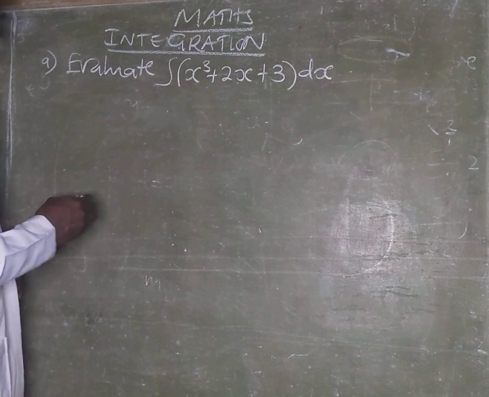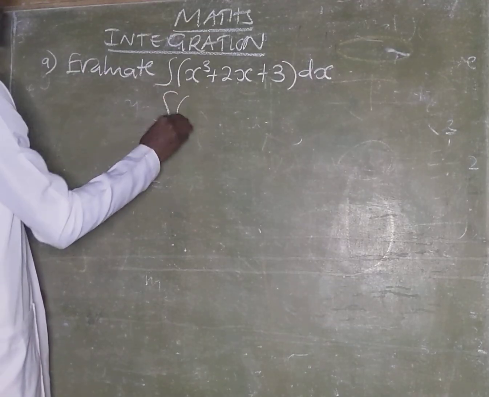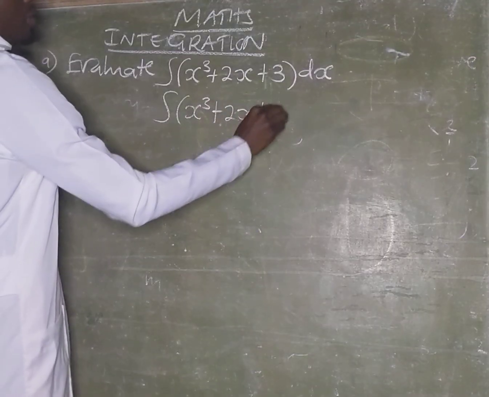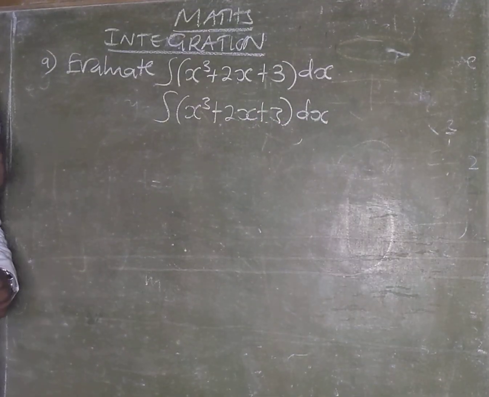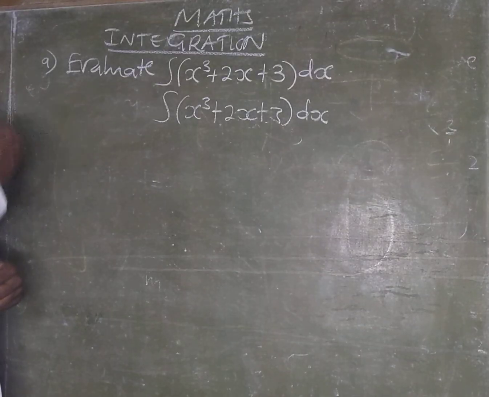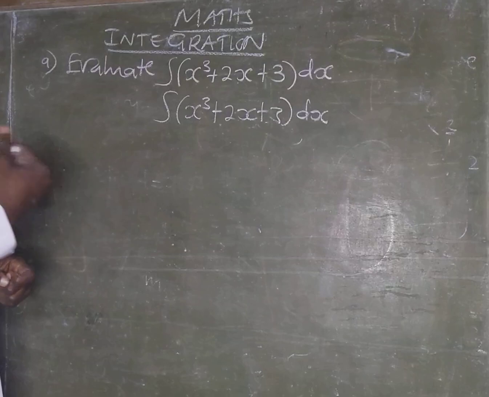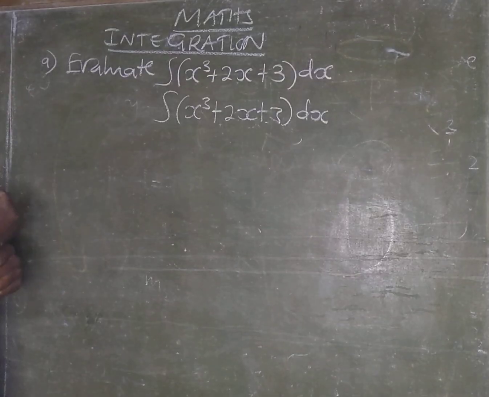The first thing we are going to do is restart our integral: the integral of x to the power 3 plus 2x plus 3. So what is the opposite? Under differentiation, the powers were reducing by subtracting 1. So what is the opposite of subtracting 1? That is now adding. So here the power increases by adding 1. That is the opposite we're talking about.